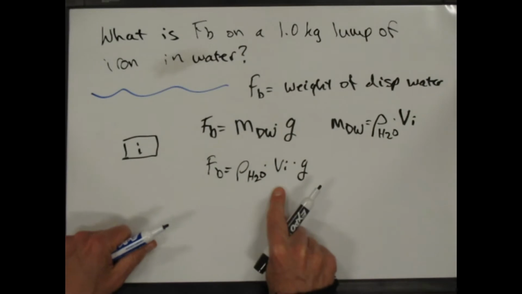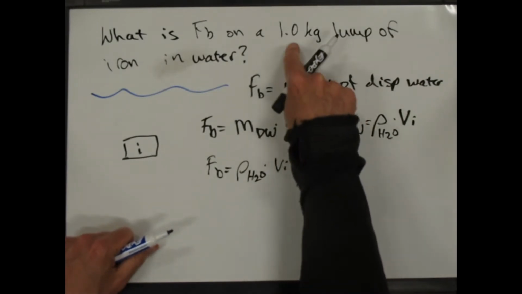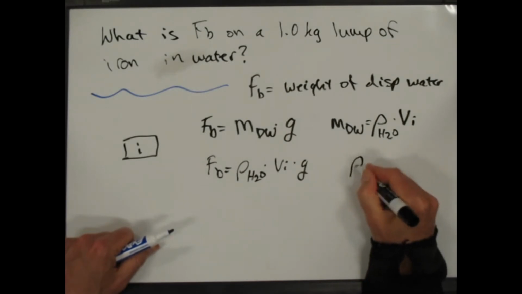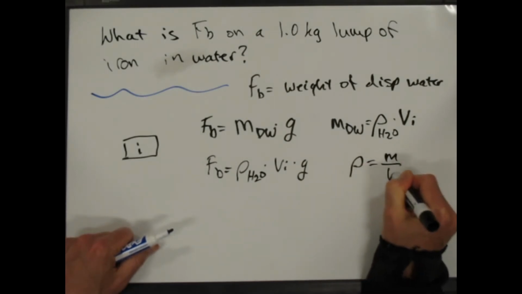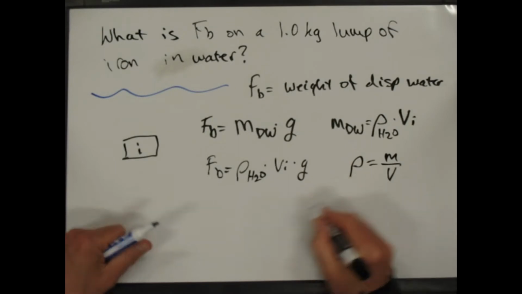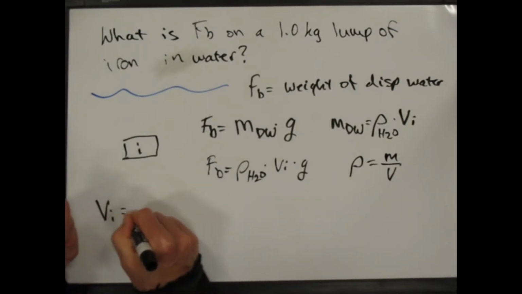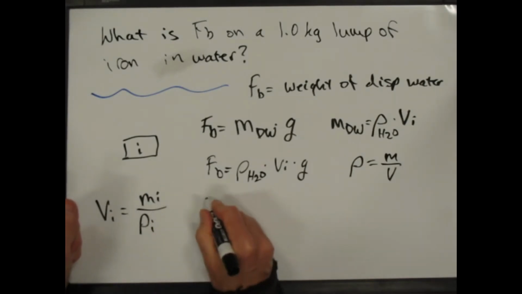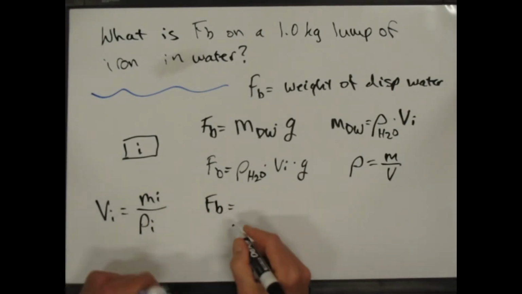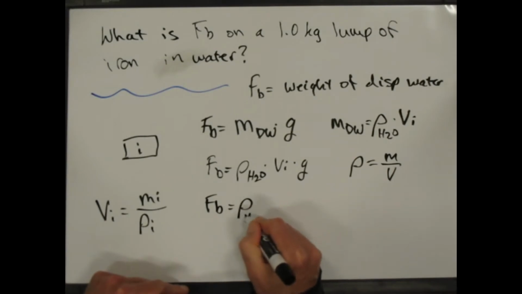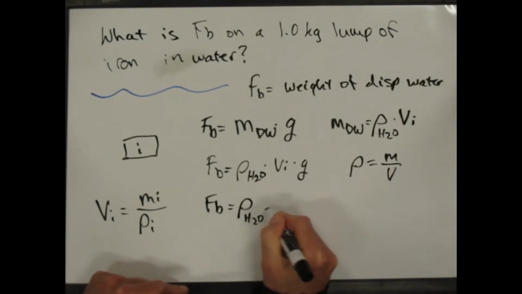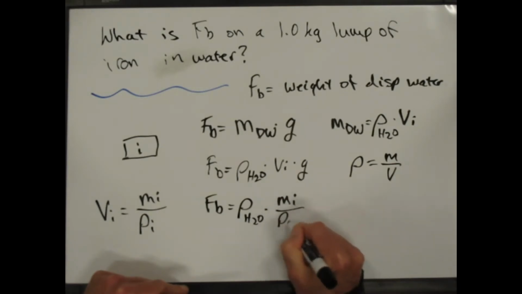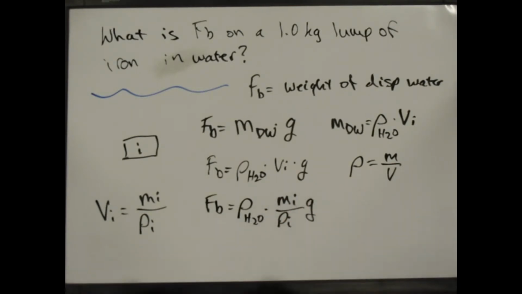Well, what's the volume of the iron? Well, all we know is the mass of the iron, and so the volume of the iron comes from the equation that the density is equal to the mass divided by the volume. And that means the volume is equal to the mass of the iron divided by the density of the iron. So the buoyant force that we're talking about is equal to the density of water times the mass of the iron over the density of iron times gravity.